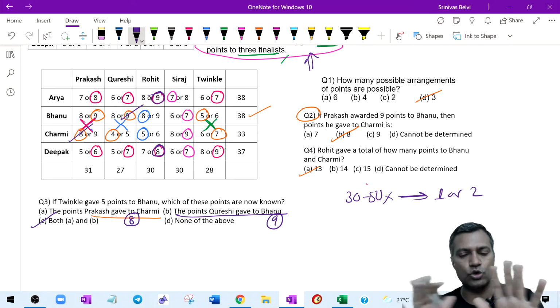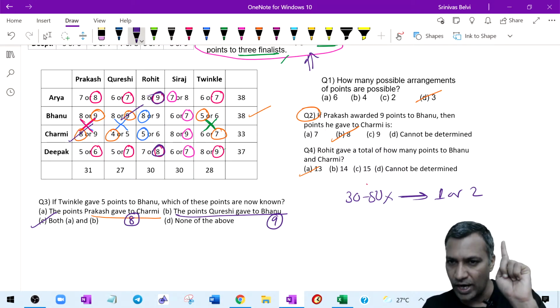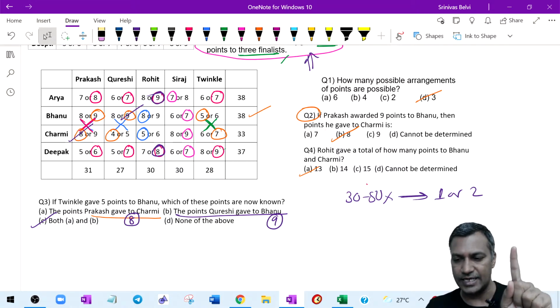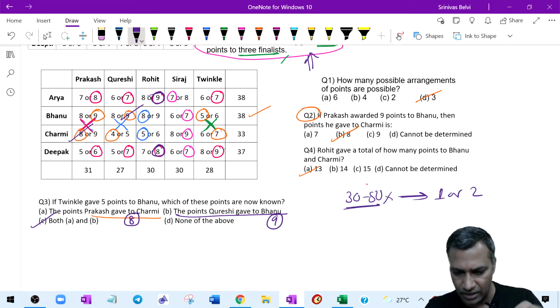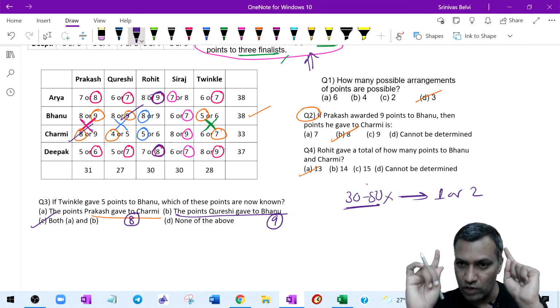Even while doing the set, don't think that I will fully finish the data and do it. Don't practice like that. While doing the data, listen to these instructions carefully. Always ensure that I did 30% of the data or 50% of the data, and which question can be answered. That thought process is important. You should always practice like this.